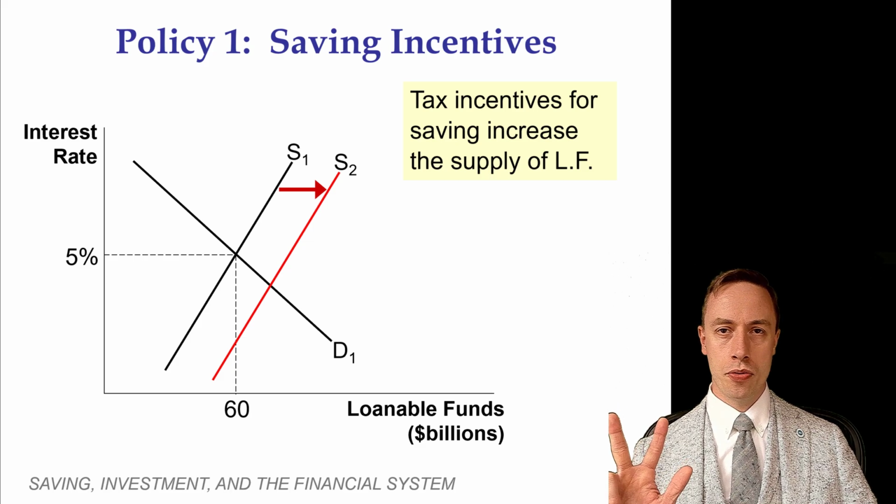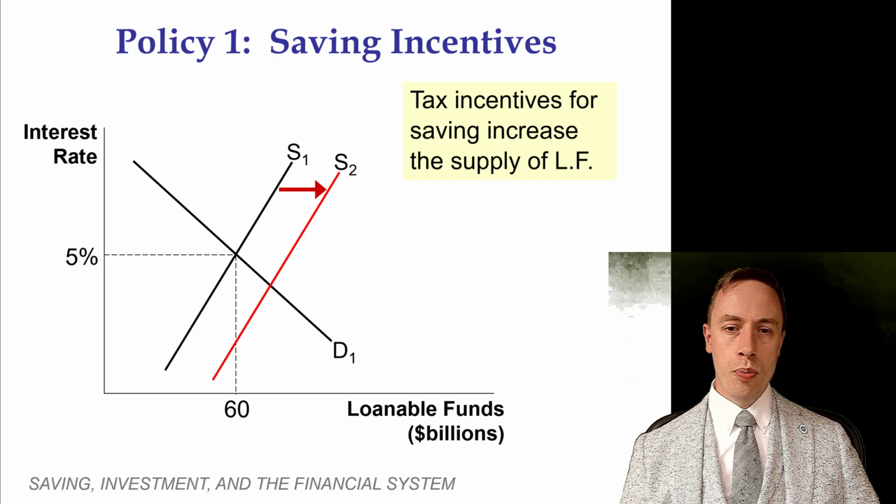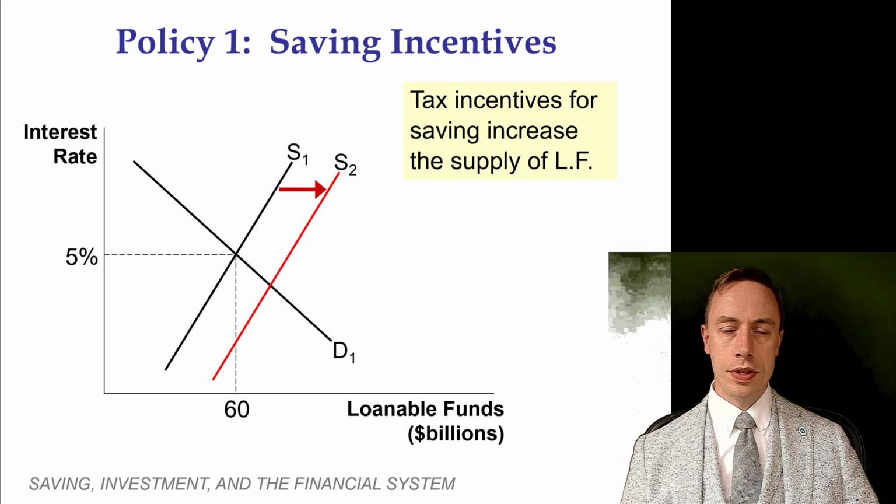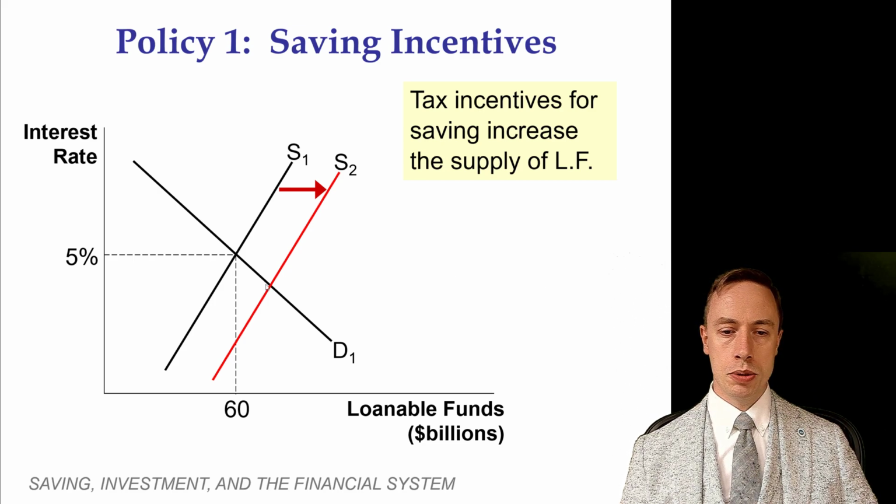Let's get to step number 3. Now that we've shifted the supply curve, the equilibrium is no longer in the same spot. It has shifted. In other words, while savers would save more right here at the 5% interest rate, the interest rate doesn't stay at 5%.